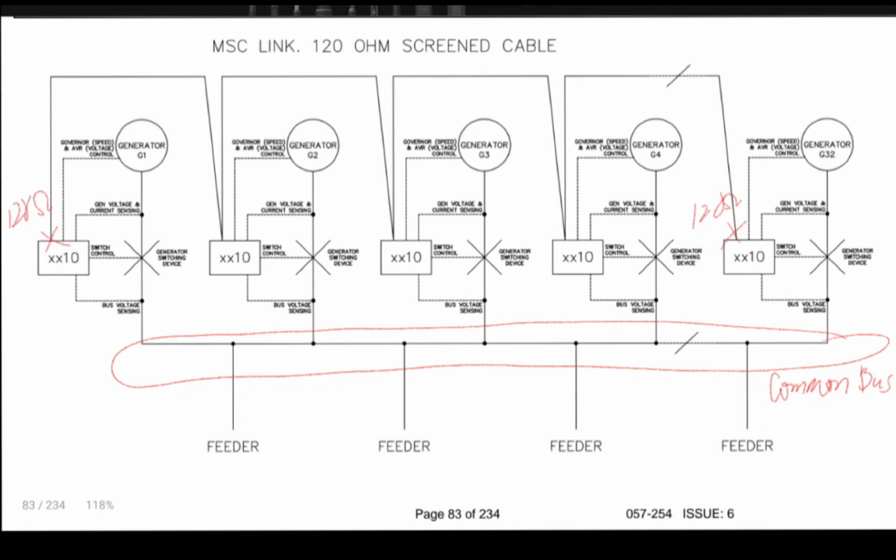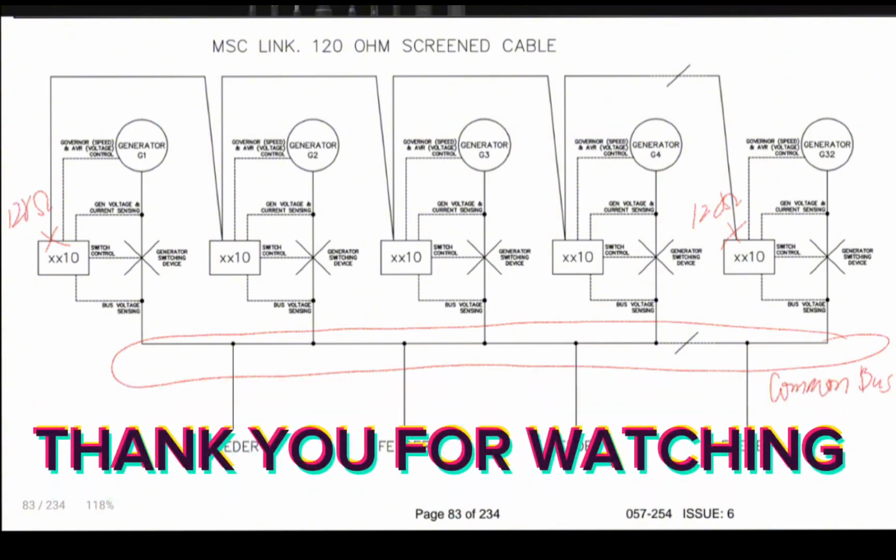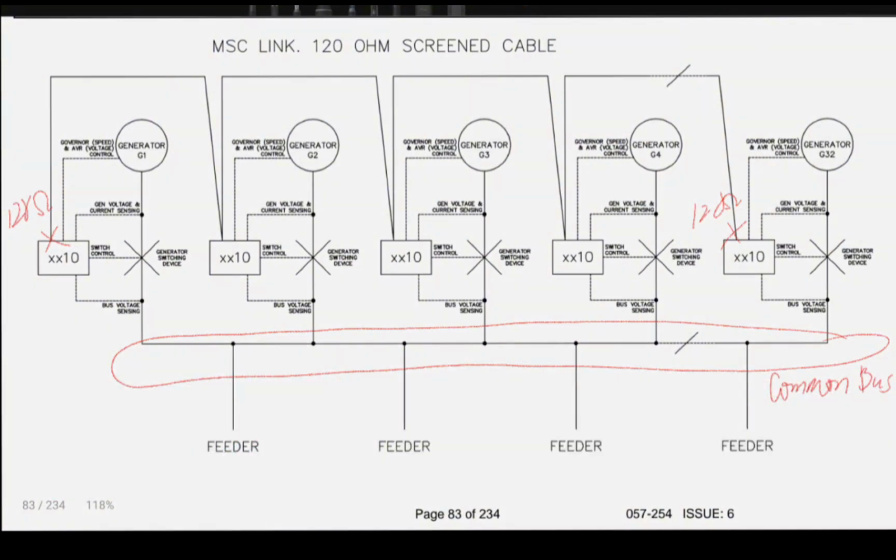So as you can see, you can clearly understand how the wiring works and how it functions on this module perfectly.